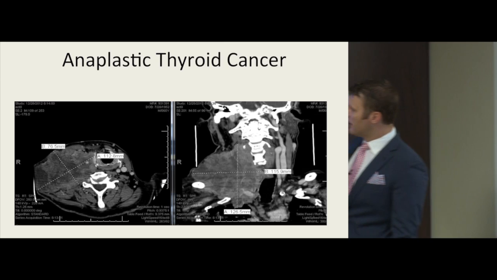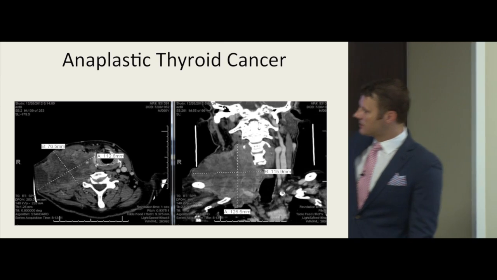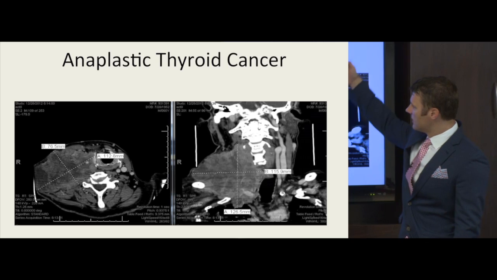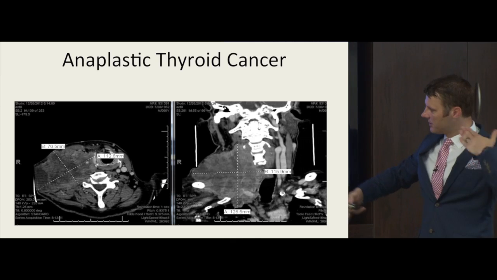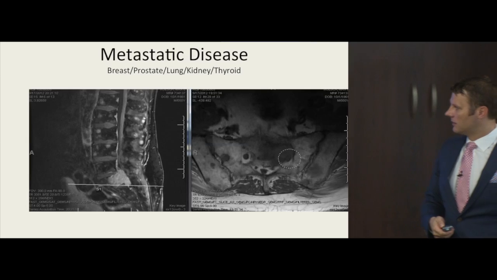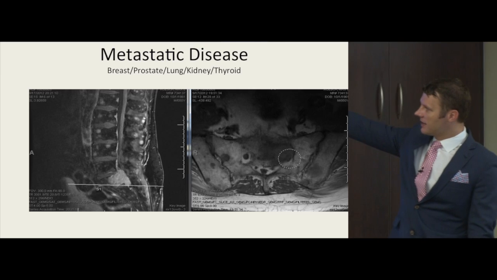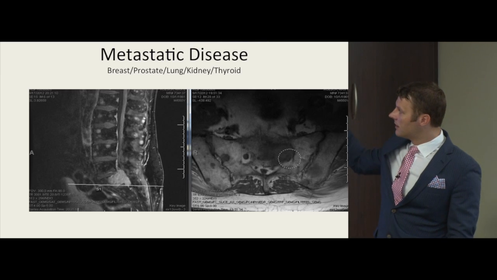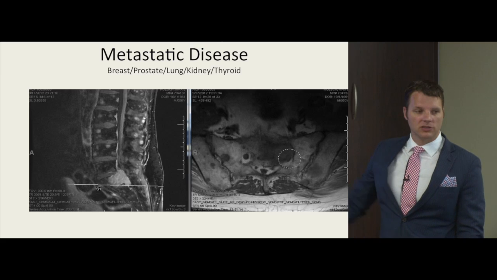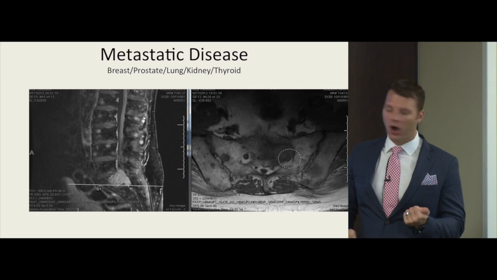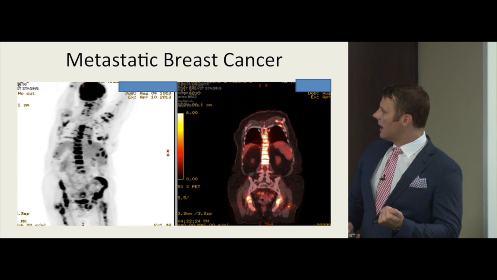But you get these other cancers. This is anaplastic thyroid. This is a cross-section up in the neck. Here's a coronal section, kind of a front up and down section. You have this nasty large mass here. You get metastatic disease, specifically breast, prostate, lung, kidney, thyroid cancer. And what do you do with this? There's not a specific nerve you can turn off with this.